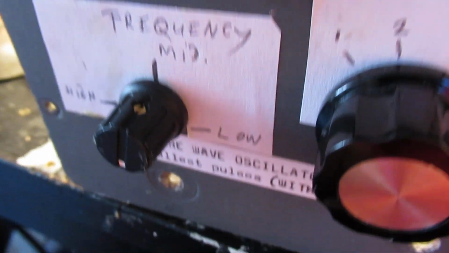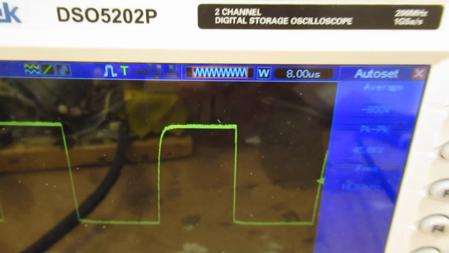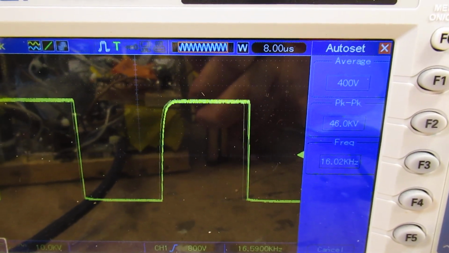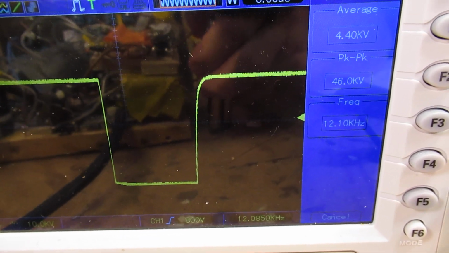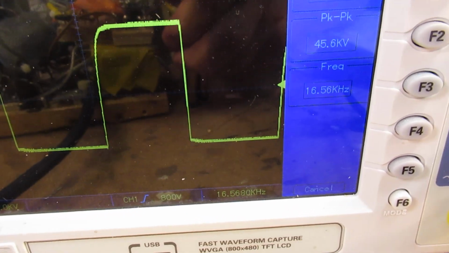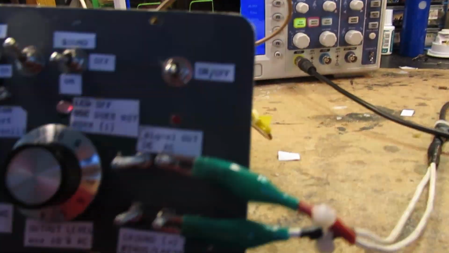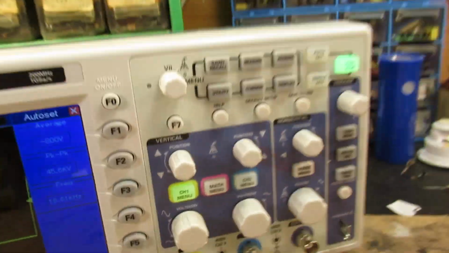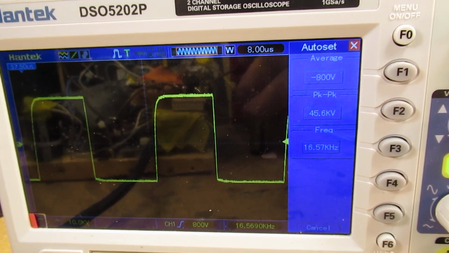Let's see whether we can go to higher frequencies with this very simple 3 transistor oscillator. Well, that doesn't work. We are on 12 kilohertz. And now we are again on 16 kilohertz. But I have told that the maximum frequency is 29 kilocycles. So let me try to get to that frequency.